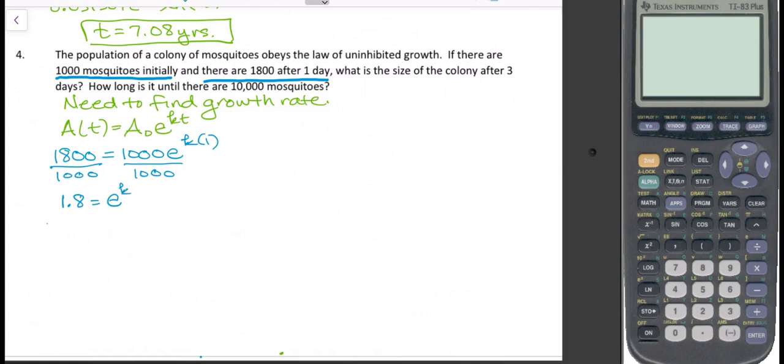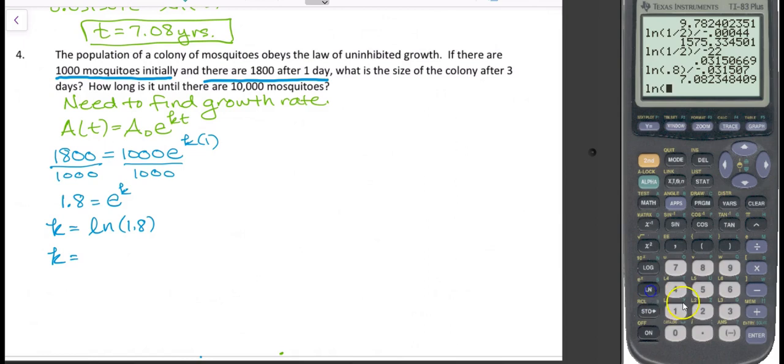Now I write it as a logarithm. The exponent equals the natural log of 1.8. On my calculator, I want the natural log of 1.8. Again, I'm going to use this k in the problem, so I want to make sure I do not chop this decimal off too quickly. I'm going to go to 6 places, which would make that 0.587787. All right, so there's the k that I'm going to use in the problem.